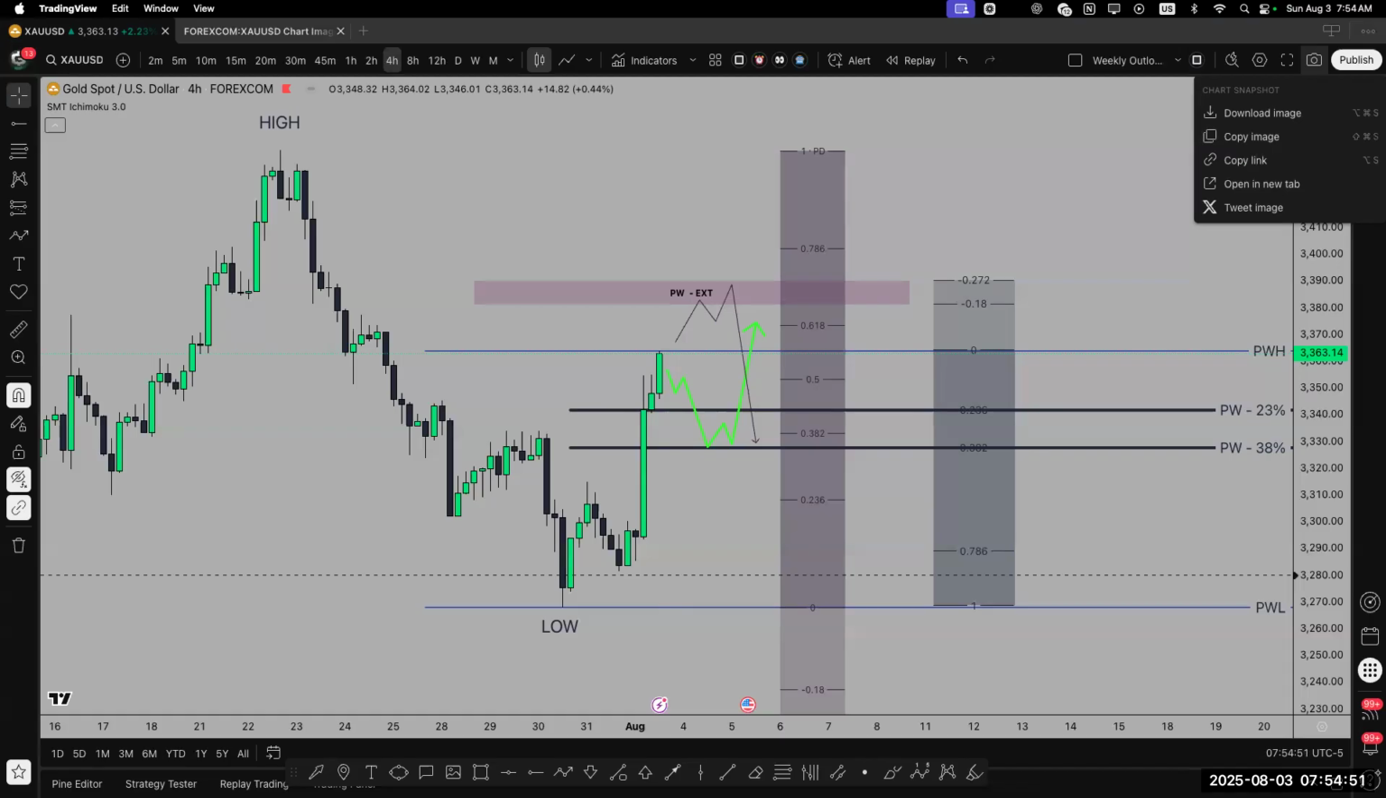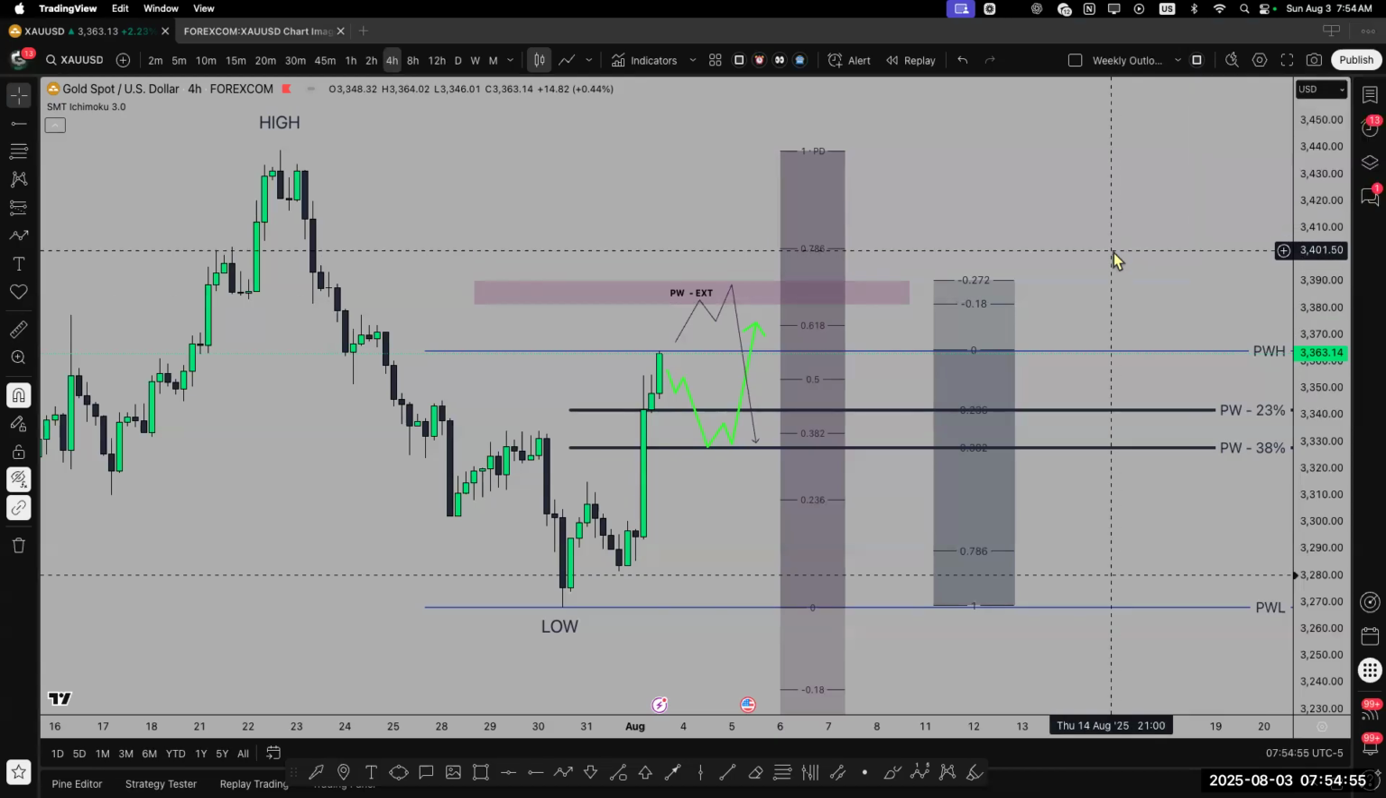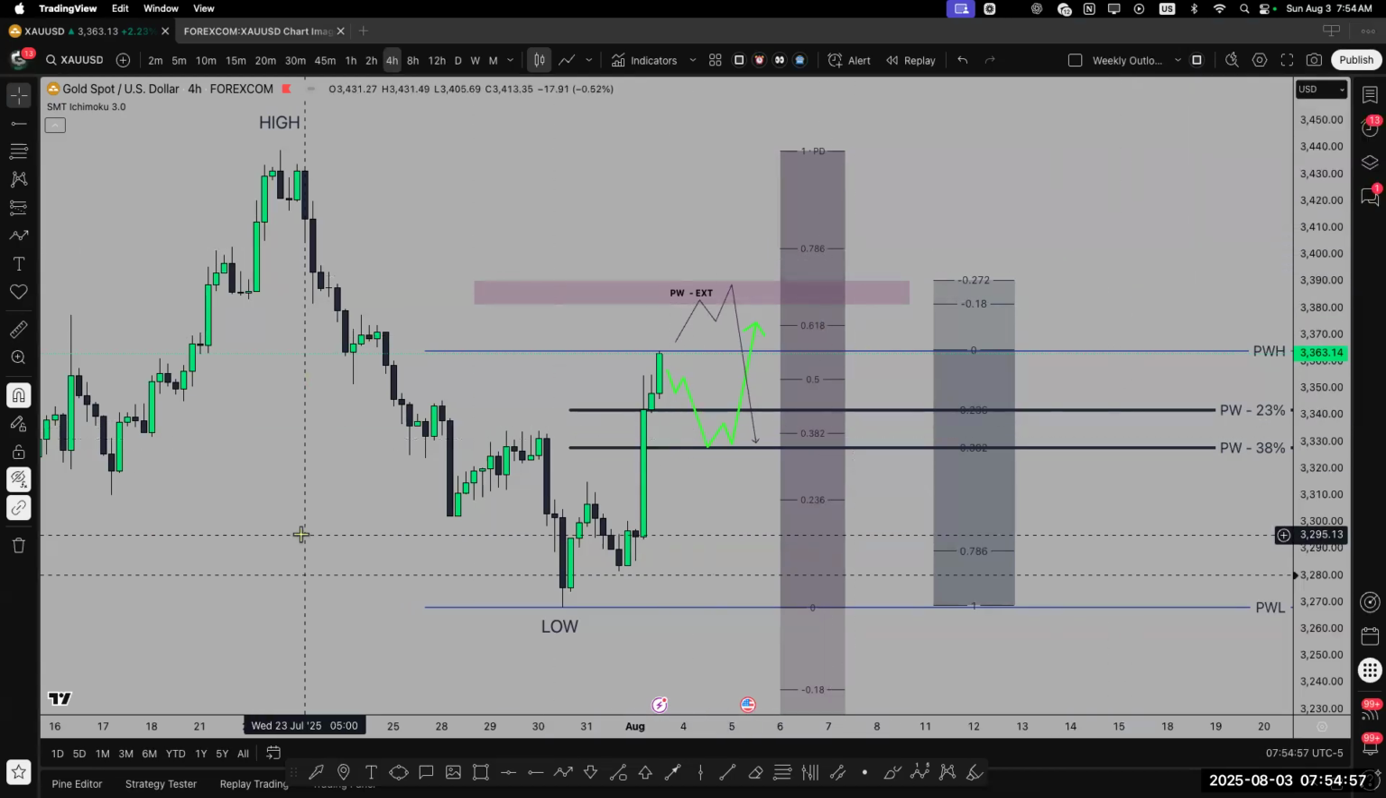There you go. A ton of pips. And we've been catching them too. We've been catching those pips as far as the direction is concerned.